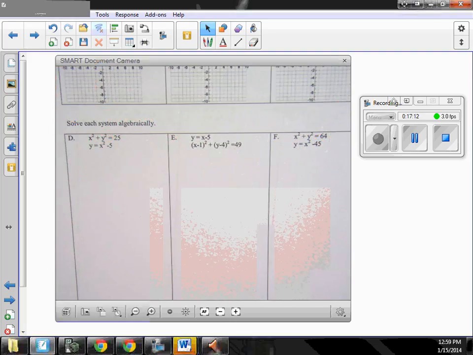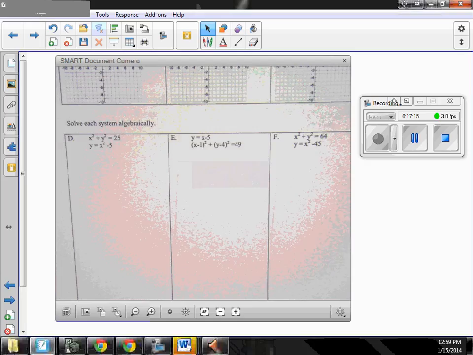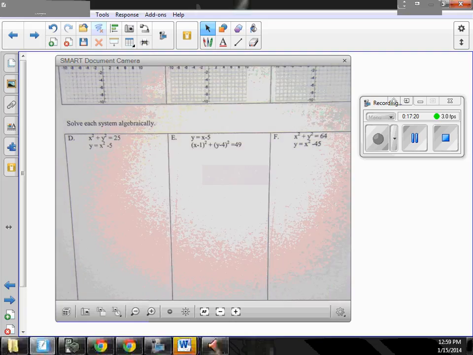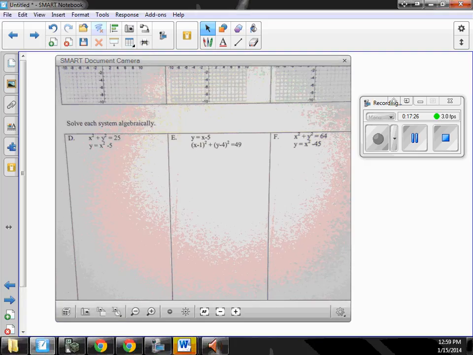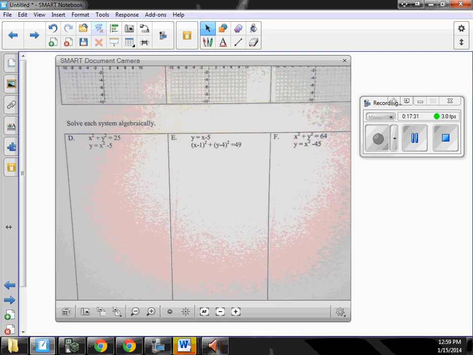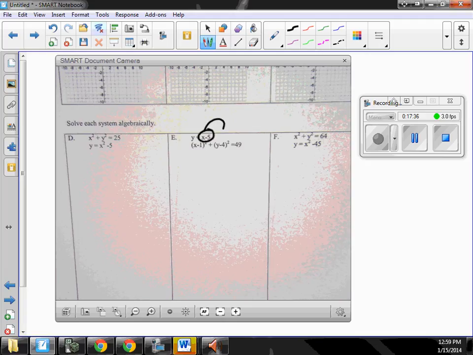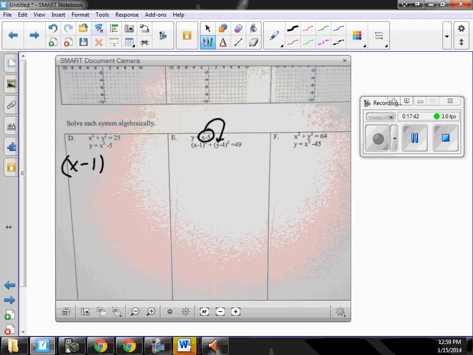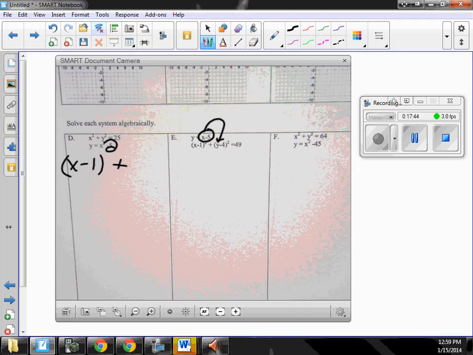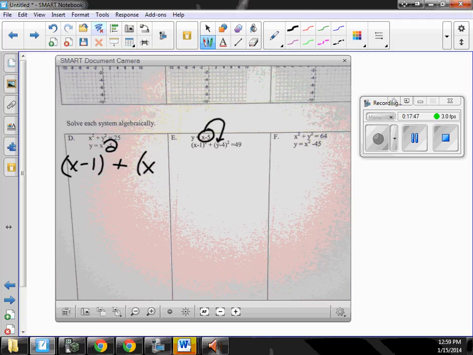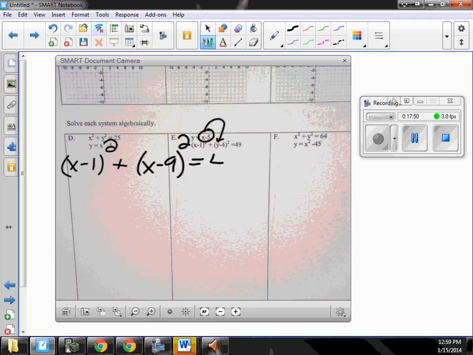Okay, letter E. Can we eliminate? Well, in the top I have a y and an x. In the bottom I have an x squared and a y squared. So there's no way to eliminate. There's no way to line the variables up so they'll all cancel. So we have to do substitution. We'll take this and plug it in here. So that gives me (x - 1) squared plus (x - 5 - 4), which is (x - 9) squared, equals 49.